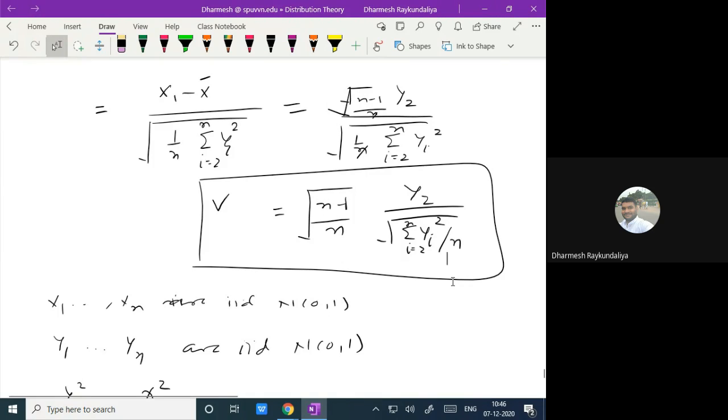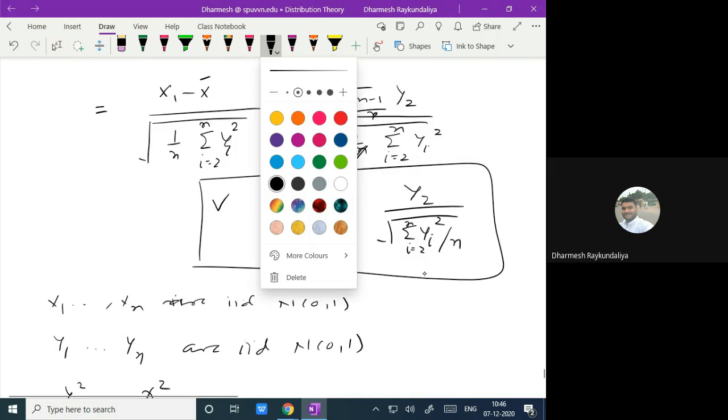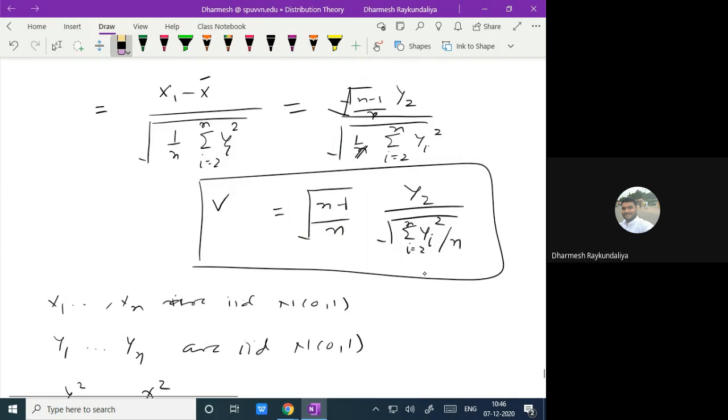Let me cancel out this. This cancels out. This cancels out. Okay. If I cancel it out, what will I have? There is no need for this. This root n minus 1 is in the numerator. So if you write it in a denominator of denominators, then this root n minus 1 will be on the top. Okay. Now it is fine. So now v is equal to this.